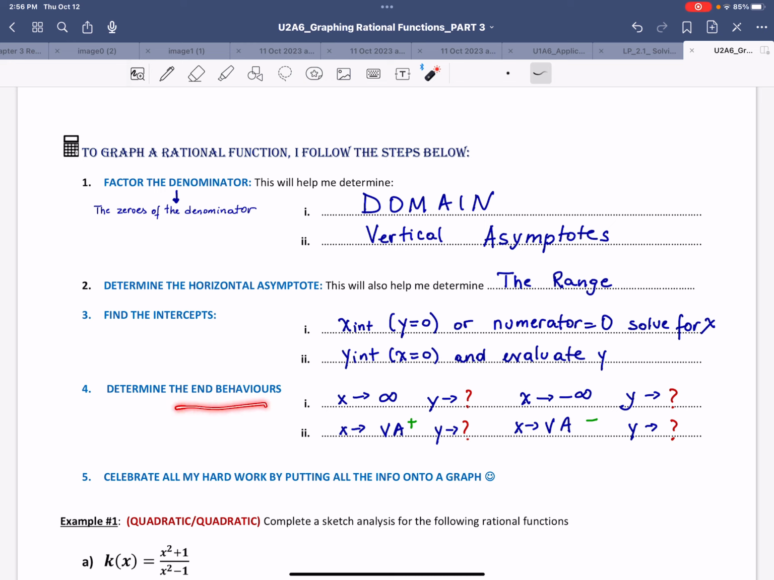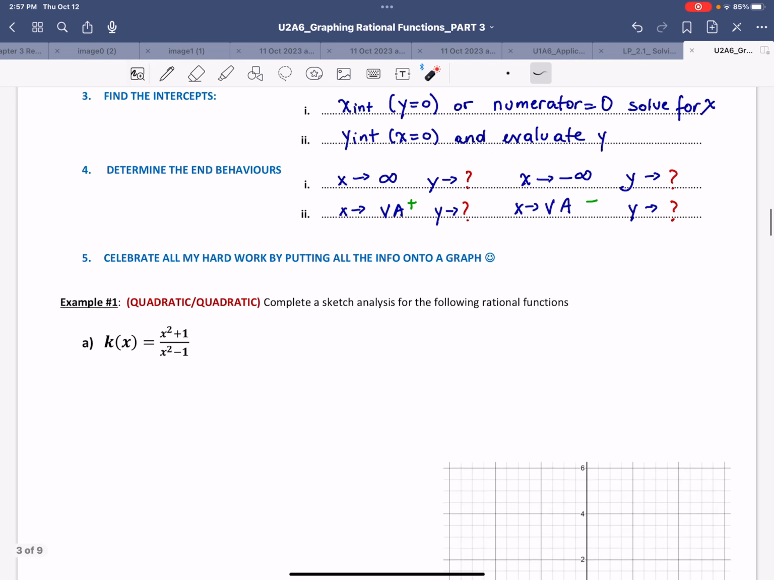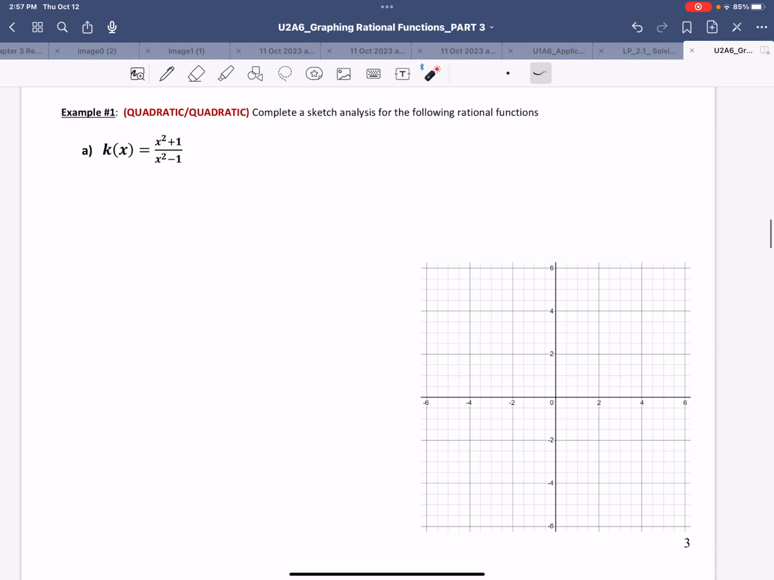And for end behaviors, what we try to do is, first of all, we look at the two ends, the far left and the right end of the graph, by sending x to positive and negative infinity and finding where the values of y are heading, so what they're becoming. And also, we want to check the behavior of the function around the vertical asymptote. So we consider each vertical asymptote, left and right, and we see what the trend in the y values would be. So we're going to start off with this example.